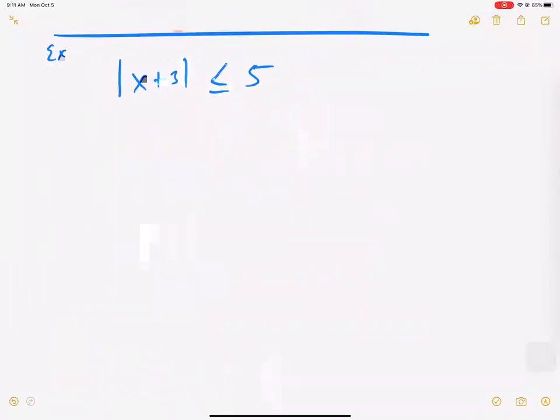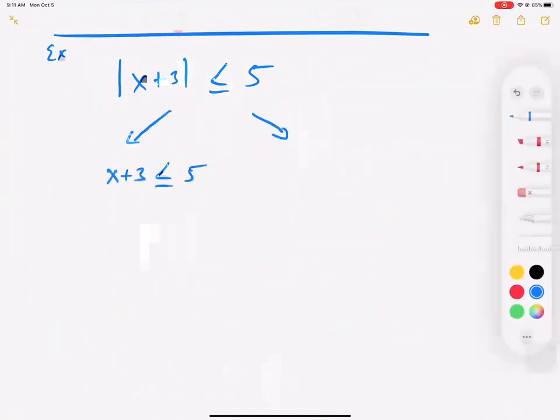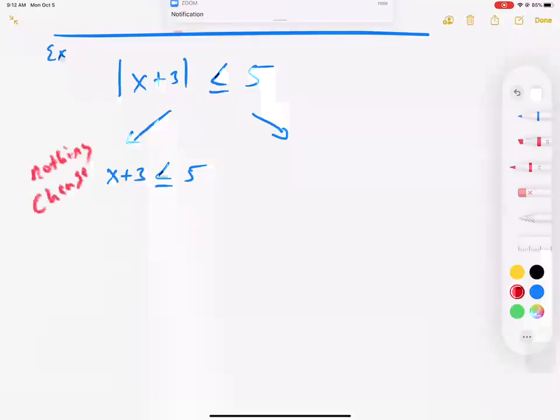So here is the gimme here. We split it like we said before. It'll be x plus 3 less than or equal to 5. So what you want to realize is nothing changes for the plus side, meaning the 5 and the 5.